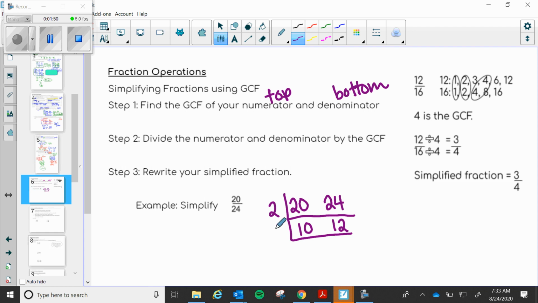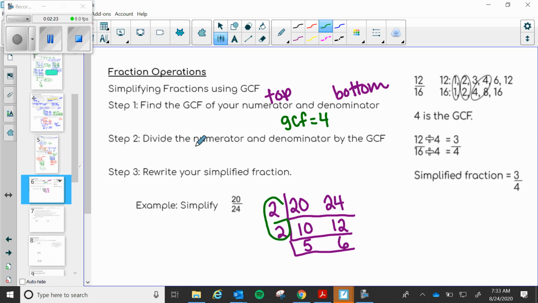We can actually go again with a 2 because 10 and 12 are both even. So 10 divided by 2 is 5. 12 divided by 2 is 6. And we cannot go any farther because there is not a common factor that both of these numbers share. So now you make your G to find the GCF. You multiply everything in the G. So our GCF, I'm going to write it up here, GCF equals 4. So we found our GCF.